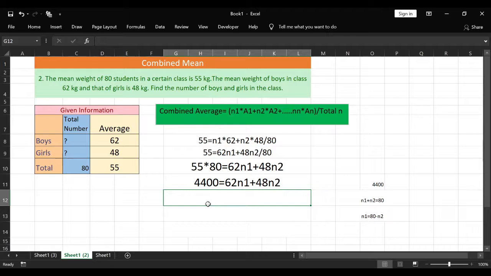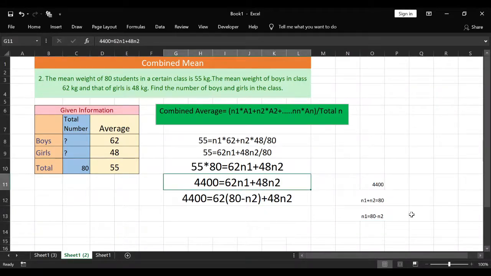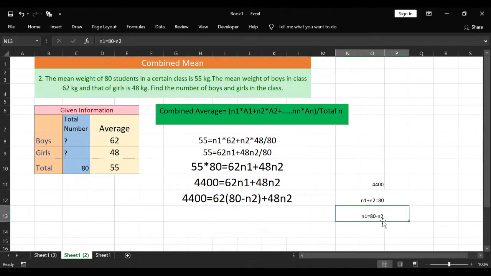So for that reason, 4400 equals 62 into, so here n1 means 80 minus n2, I'll apply 80 minus n2. I'll close this, plus 48 n2. So n2 I'll keep as it is, 48 n2. So here, instead of n1 I have taken 80 minus n2 because of this formula, n1 equals 80 minus n2.